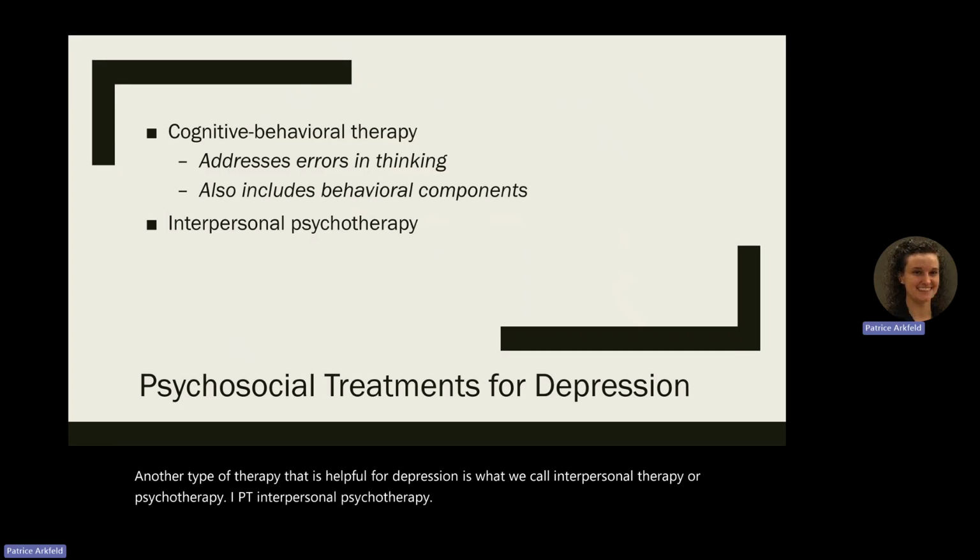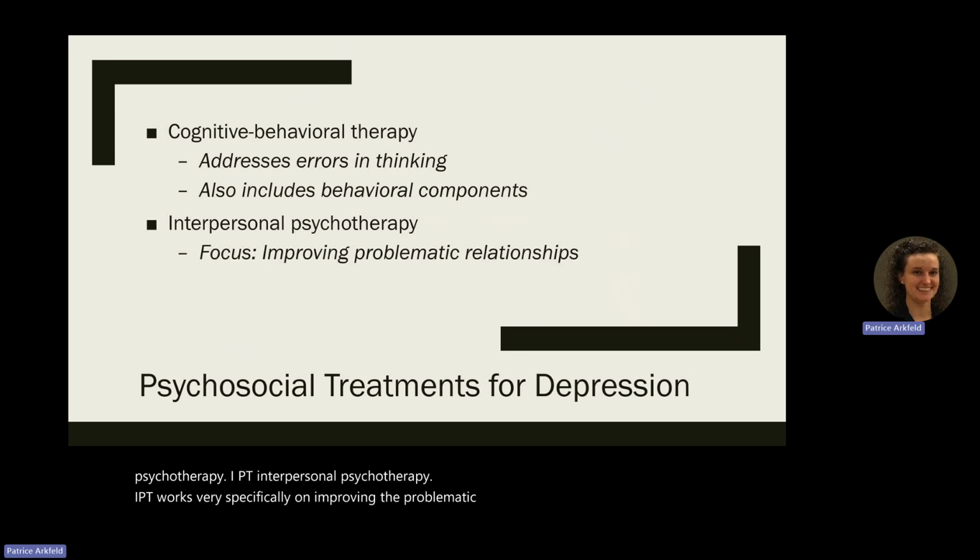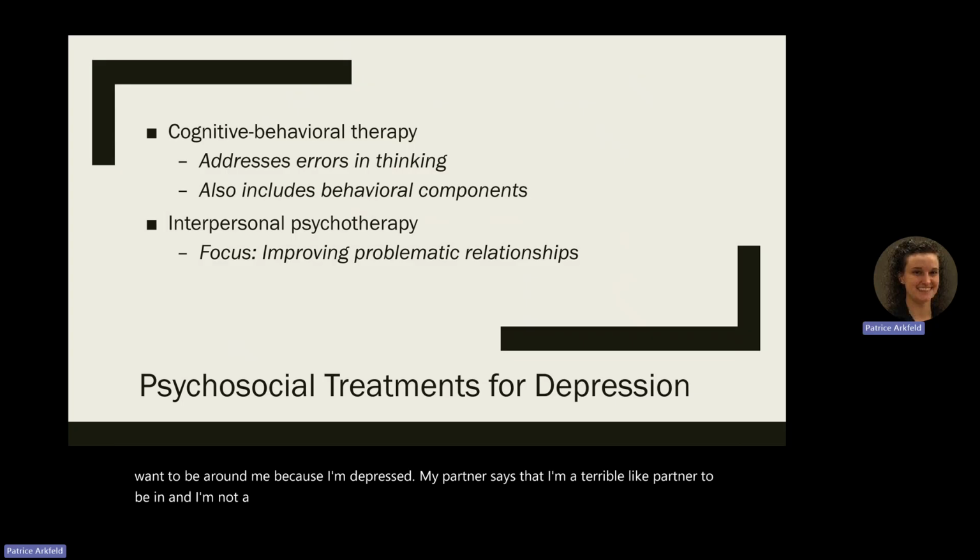IPT works very specifically on improving the problematic relationships in someone's life, which is really helpful because a lot of times folks talk about their depression causing problems in their relationships. Like, my friends don't want to be around me because I'm depressed. My partner says that I'm a terrible partner to be in, and I'm not a good parent because I'm experiencing these depressive episodes and I'm not getting out of bed.